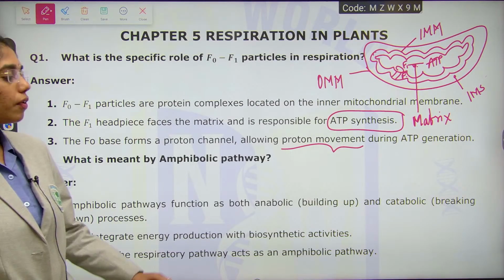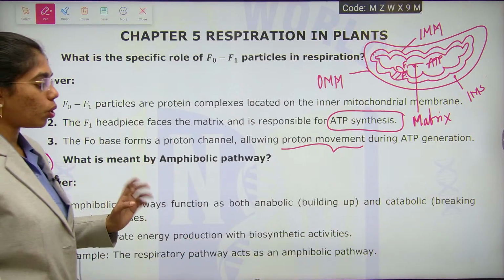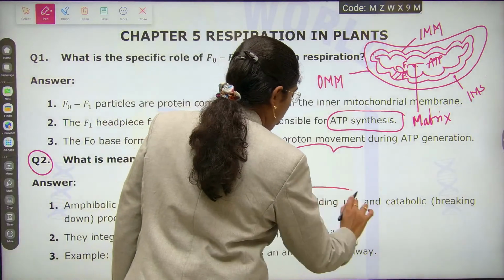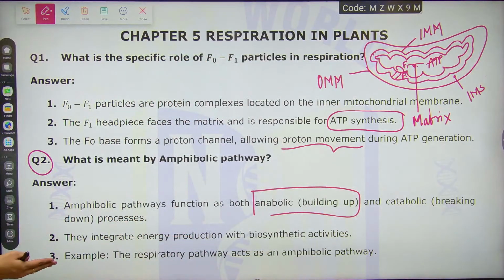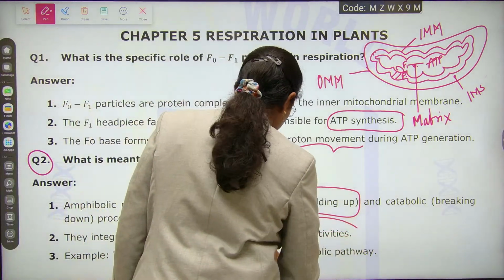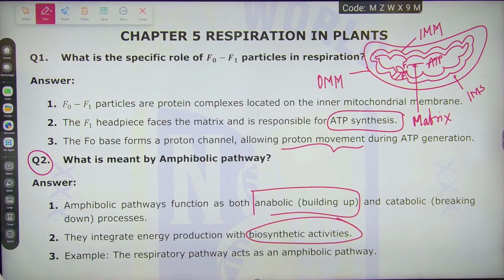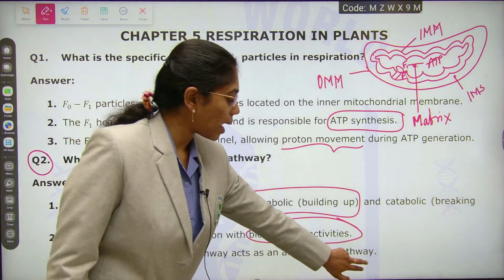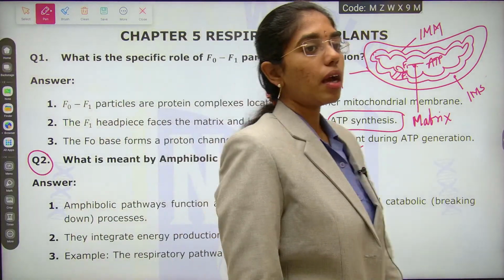Amphibolic pathways function as both anabolic and catabolic pathways. Anabolic is building up, and catabolic is breaking down. They integrate energy production with biosynthetic activities. For example, the respiratory pathway acts as an amphibolic pathway. Clear? Any doubt anywhere? Next.